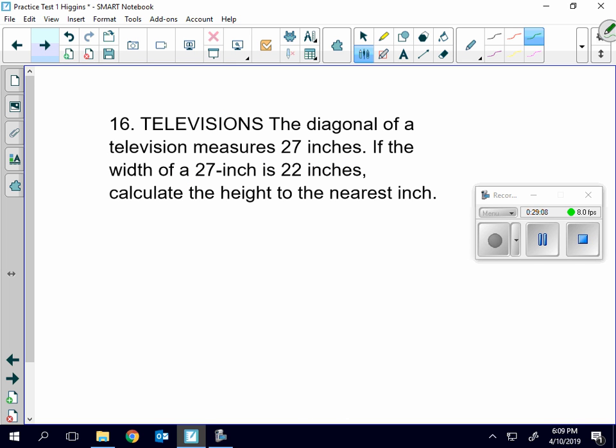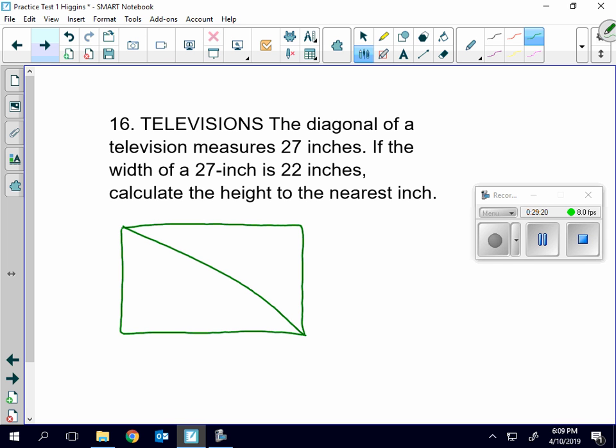Number 16, televisions. The diagonal of a television measures 27 inches. Draw this for me. The diagonal of a television is 27 inches. If the width of a 27-inch is 22, we'll call this the width, that's fine, whatever. Calculate its height. I guess maybe we should pick the other one as 22 because that looks more like the height to me. What is the height? We can call that x. Hopefully you know that this is a right triangle.